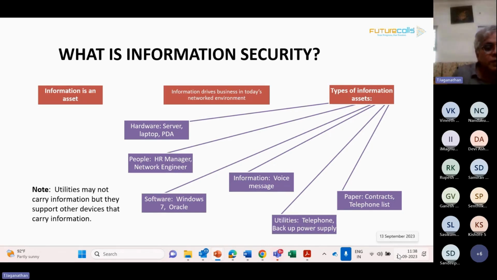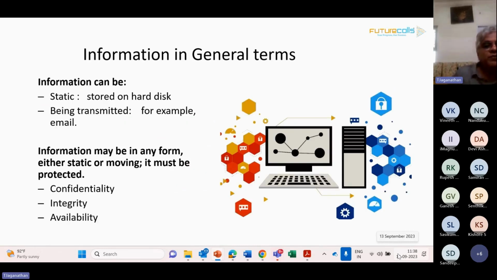Okay, utility may not carry information, but still they are information because there is only deviation given. They support devices which carry information. Okay, information can be static or it can be transmitted. ISMS objectives are to protect both static and transmitted information also.